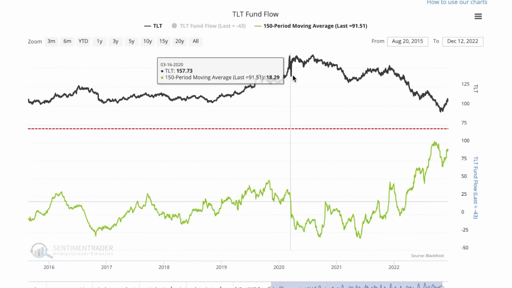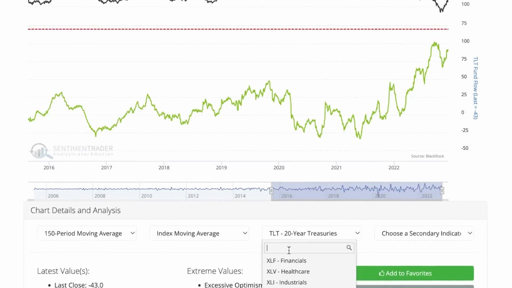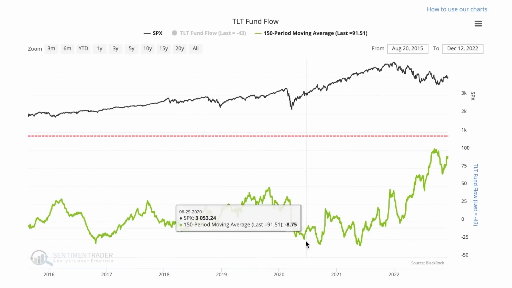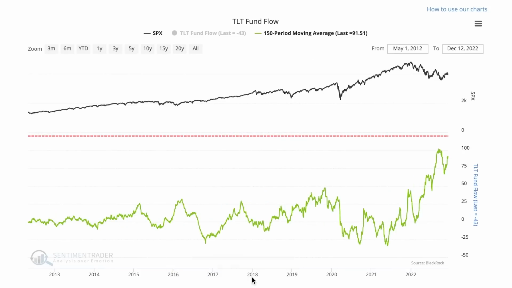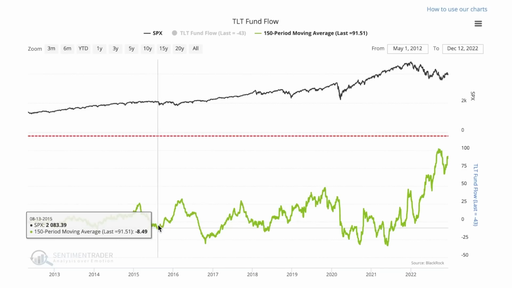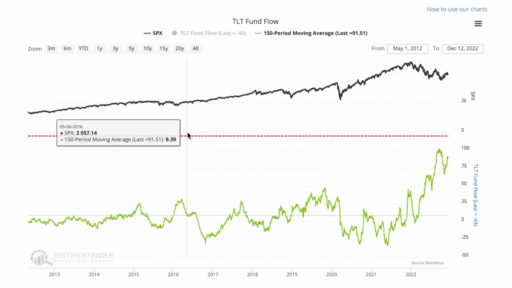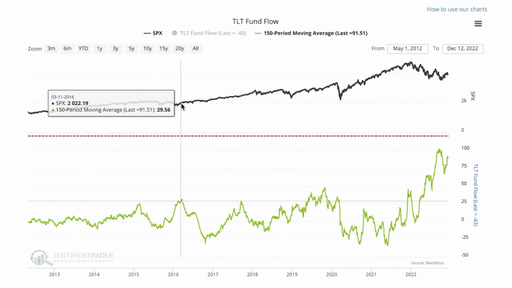And so what I'm going to do here is, instead of TLT, I'm going to show you what this chart looks like. And this is absolutely crazy. You can see if I put the S&P 500 on top of this chart, you'll quickly see what I'm saying here. These thrusts in TLT have systematically occurred after periods of volatility.